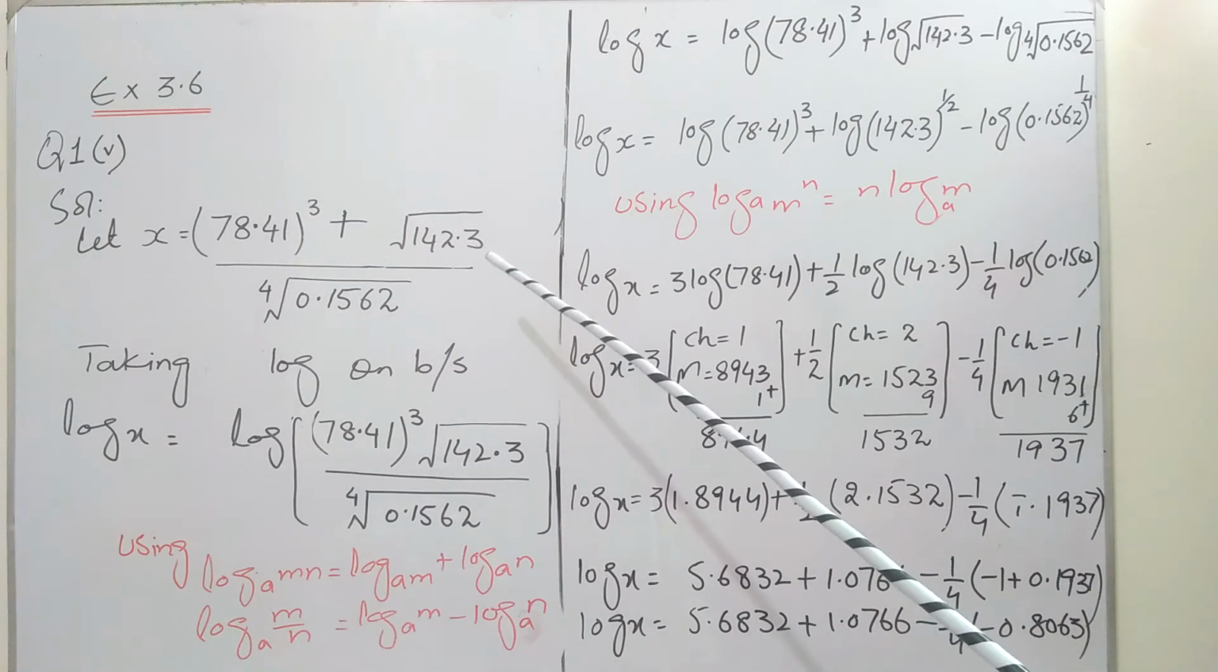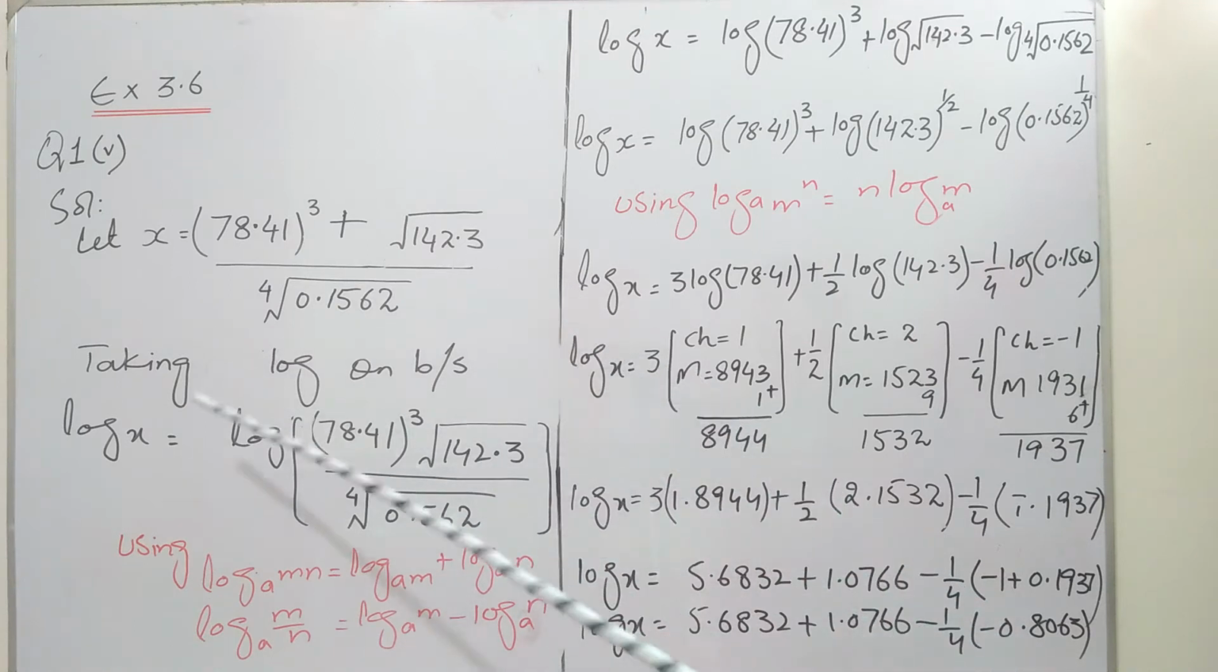Now as we have to find the value using logarithm, so taking log on both sides, log of x is equal to log of this value. Now the upper two values in the numerator are in product form and this one is being divided. So we will use the laws of logarithm, that is log of mn is equal to log of m plus log of n, and log of m by n is equal to log of m minus log of n.